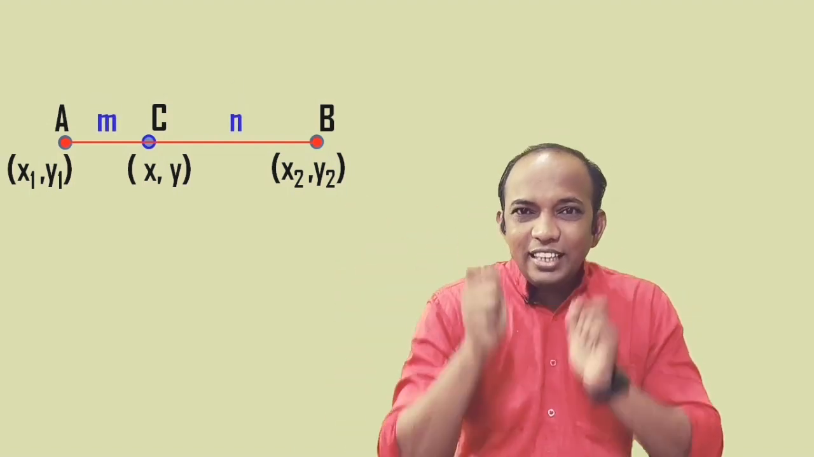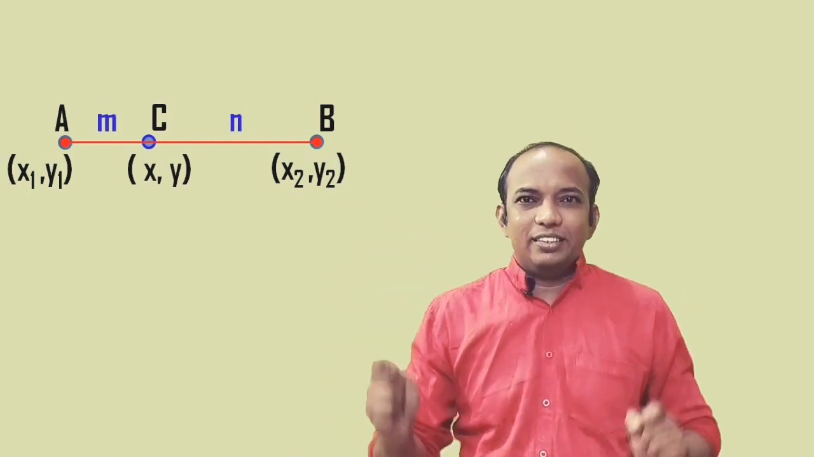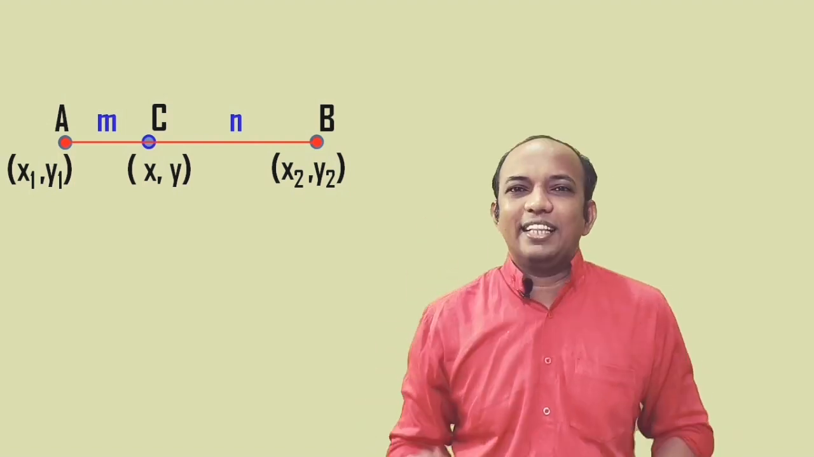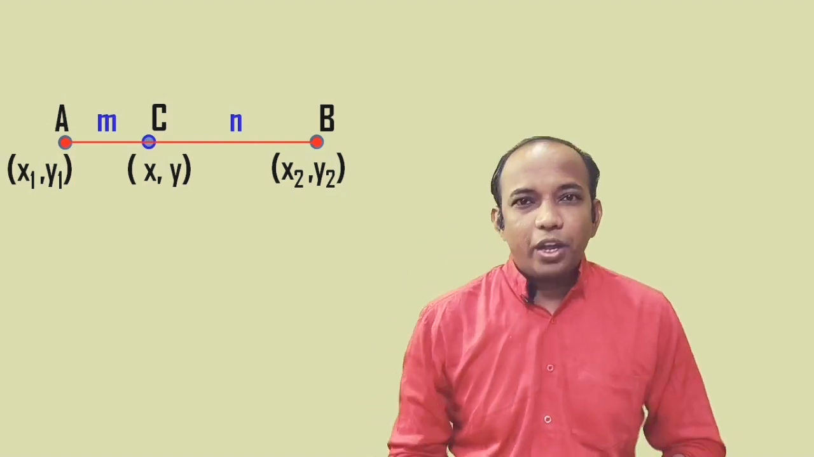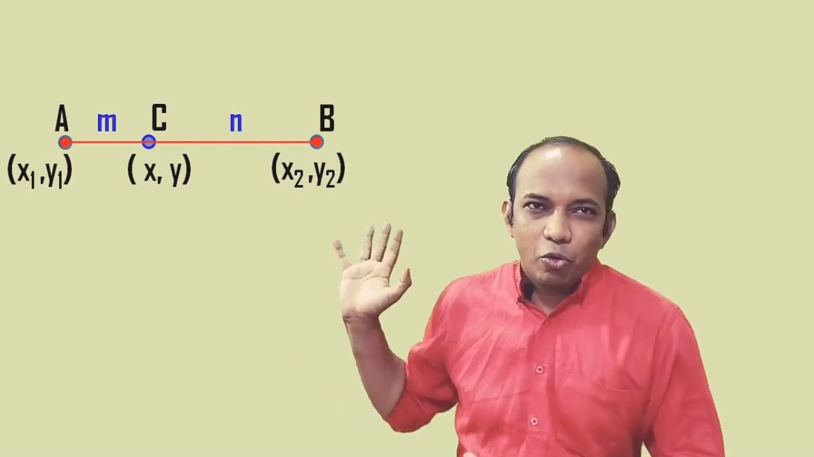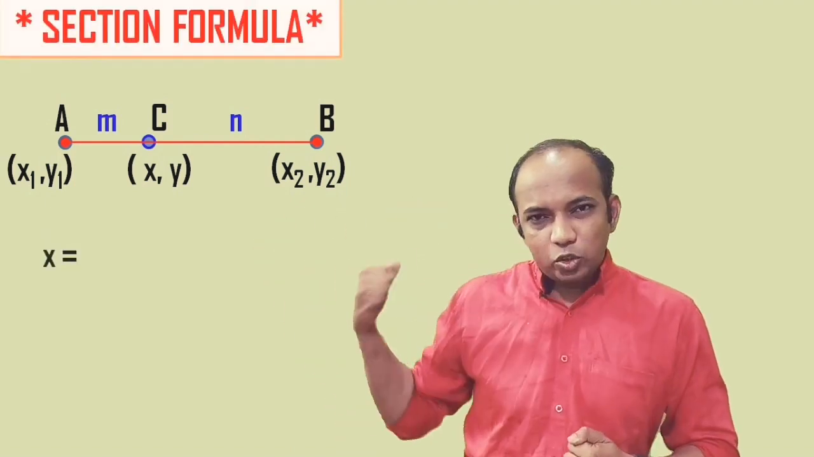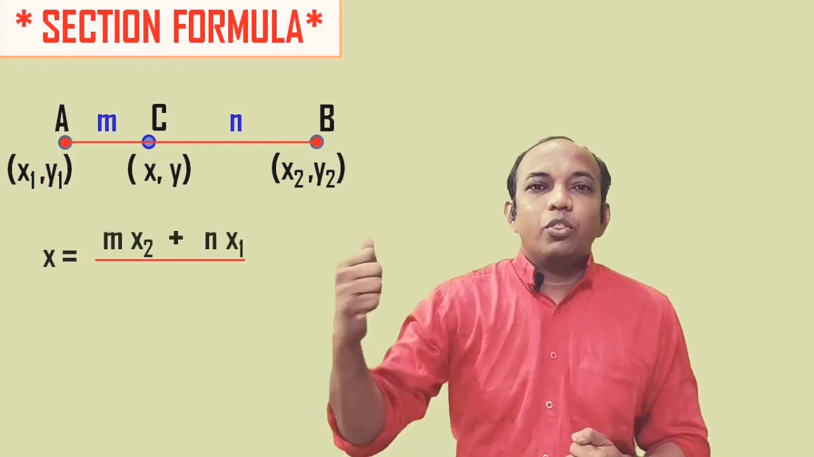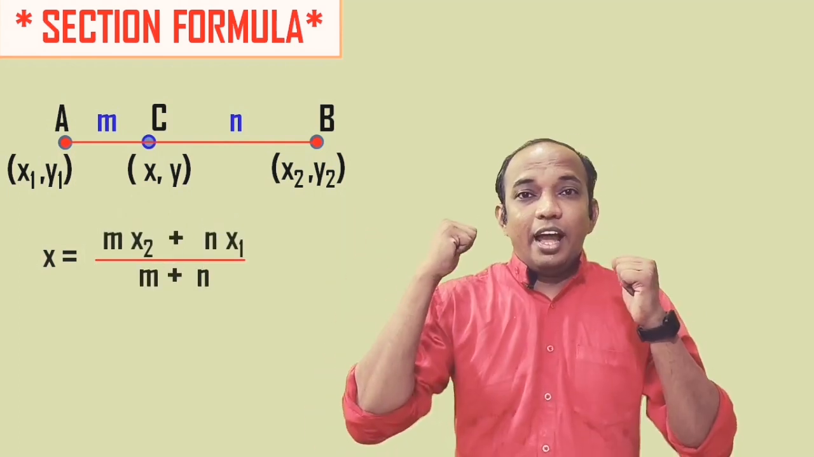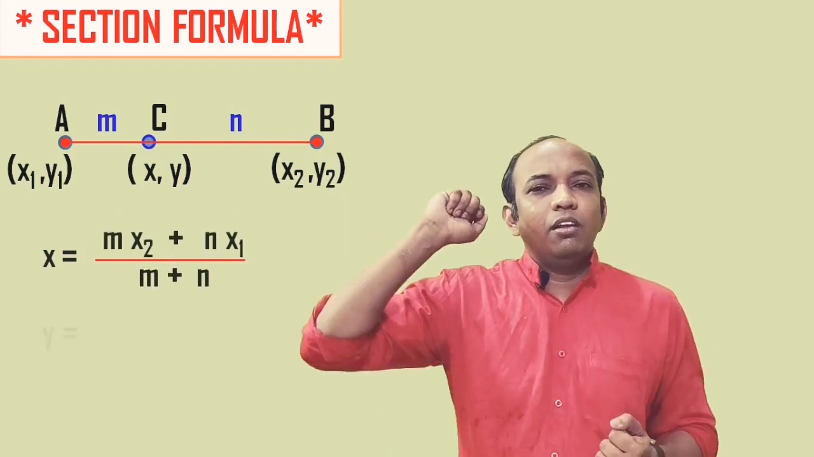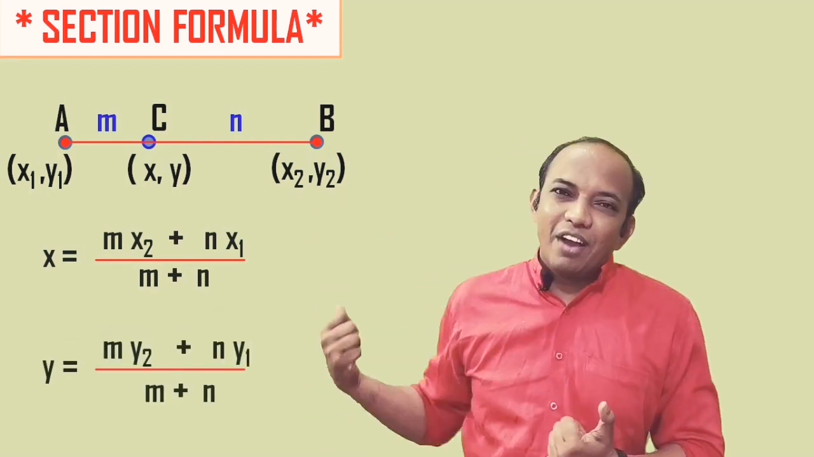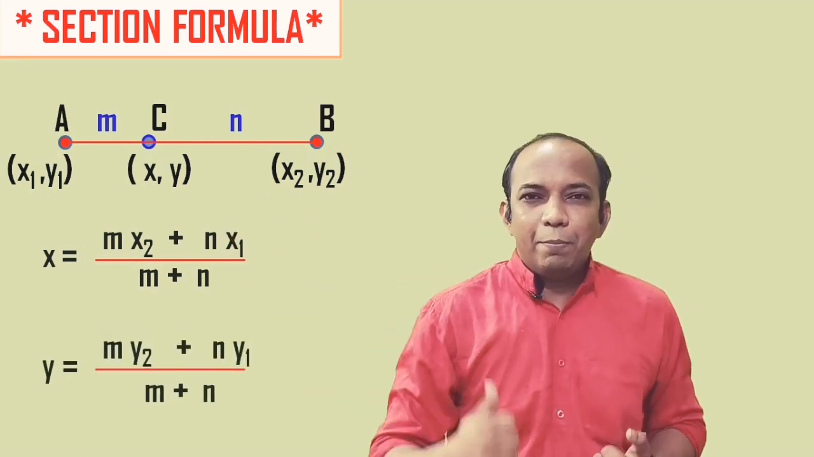In such a case, to find the values of x and y, that is the coordinates of C, we have the section formula. What that formula states: x equals mx2 plus nx1 the whole upon m plus n, and the same goes for y: my2 plus ny1 the whole upon m plus n.